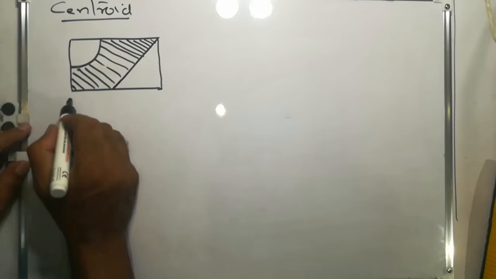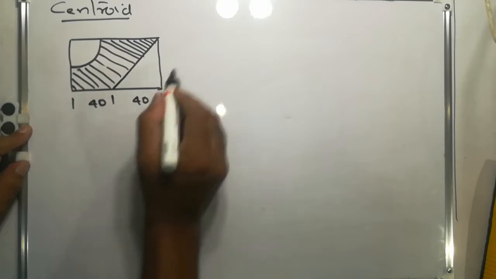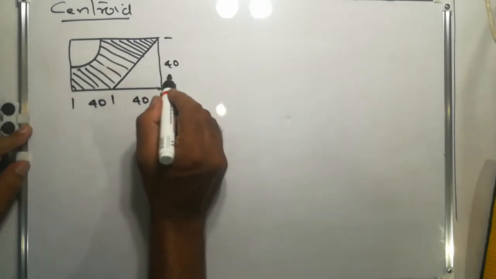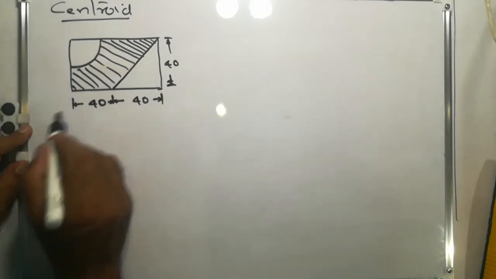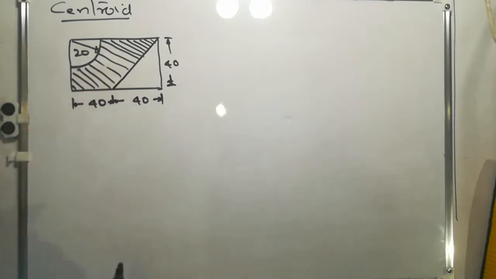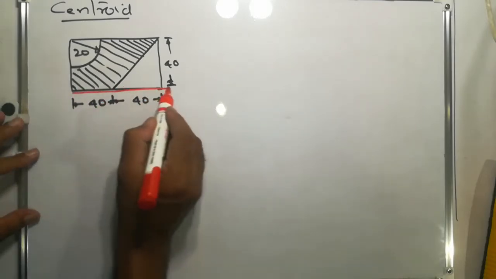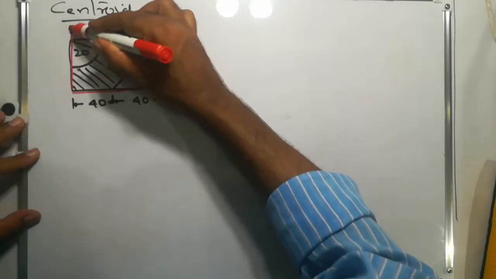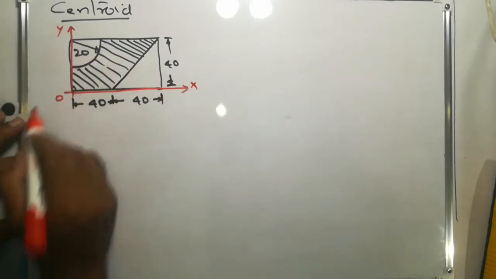Okay, so the distances are, this is 40 mm, this is also 40 mm, height is 40 mm. And the radius of this thing is 20 mm. Okay, so how to solve this? First we will be drawing the reference axis to the base and left side of the shape, x and y. This is origin.